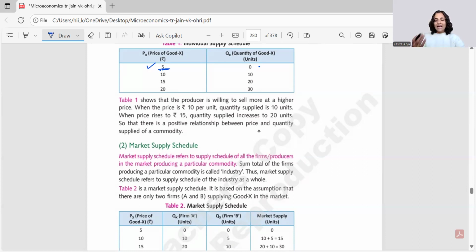So he can supply beyond this, right? At 10, he is able to sell 10 units. At 15, he is able to sell 20 units. So this way, it's the supply schedule given for the individual.